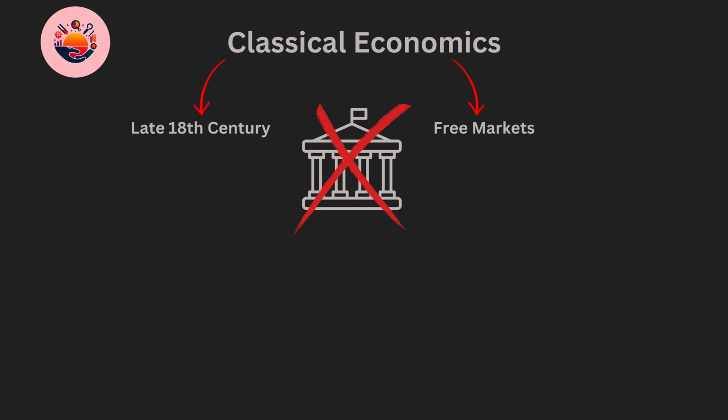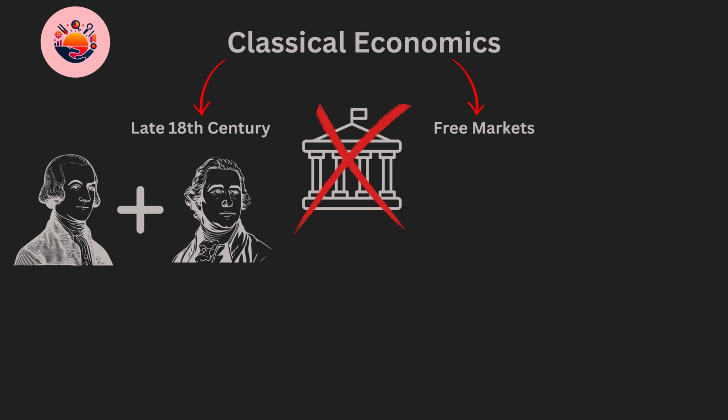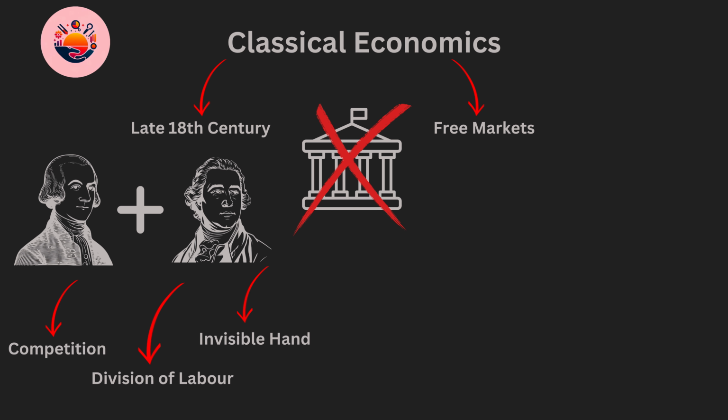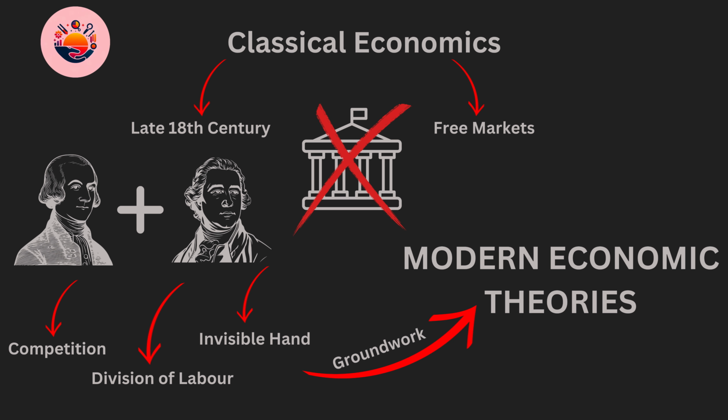Classical economics. Emerging in the late 18th century, classical economics focuses on the concept of free markets, emphasizing that economies function best when left to self-regulate. Key figures like Adam Smith and David Ricardo argued for the importance of competition, the division of labor, and the invisible hand that guides economic decisions, laying the groundwork for modern economic theories.